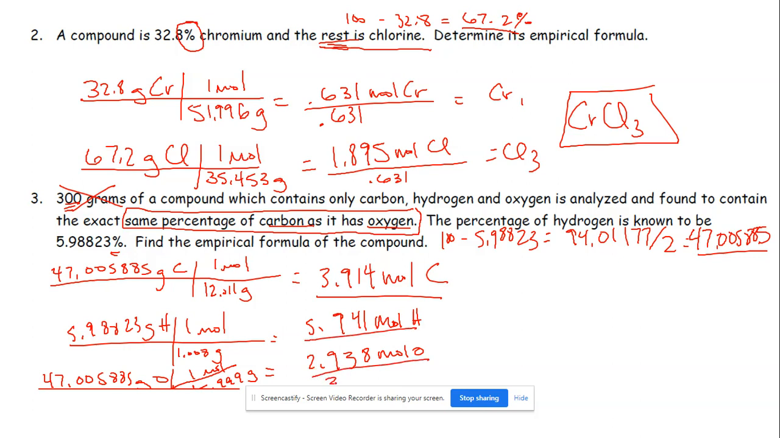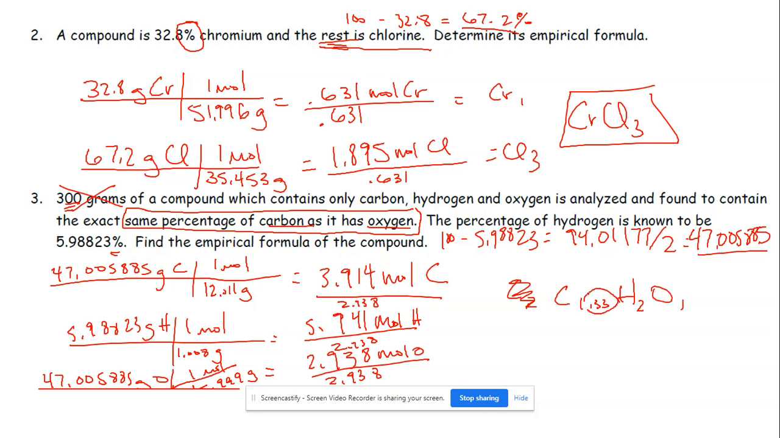Divide everything by the smallest number. That would be our oxygen, 2.938. And we end up with carbon, oops, hydrogen 2. Ignore that. Carbon is 1.33. Hydrogen is 2, and oxygen is 1.